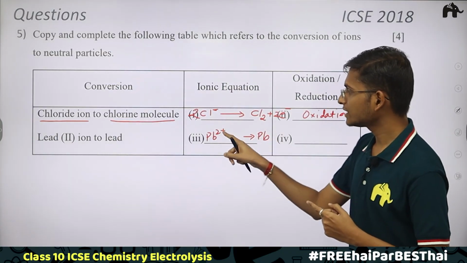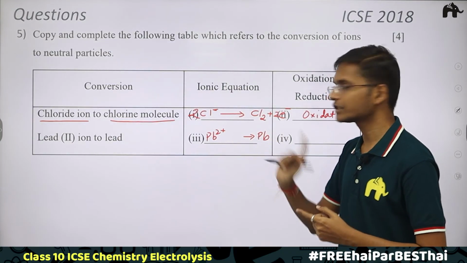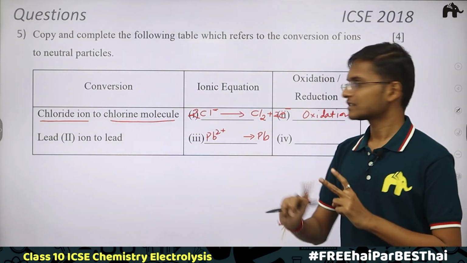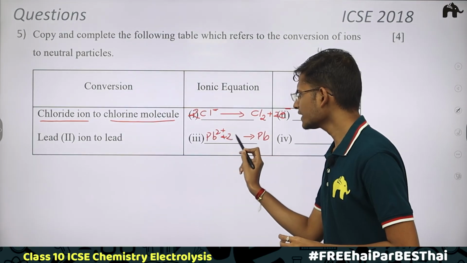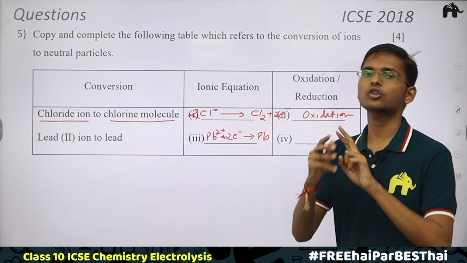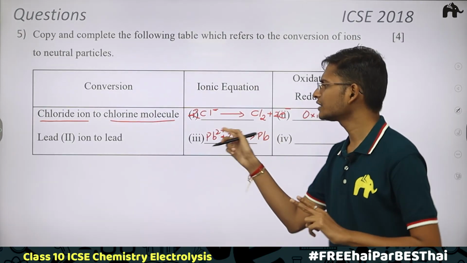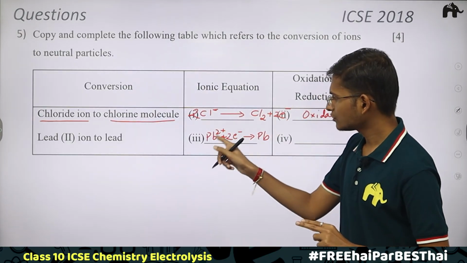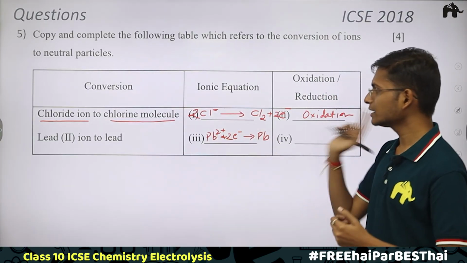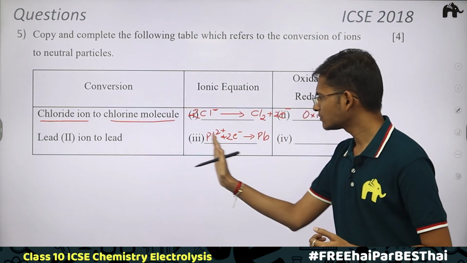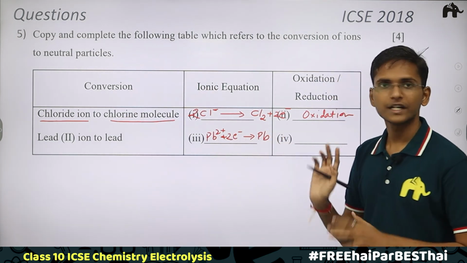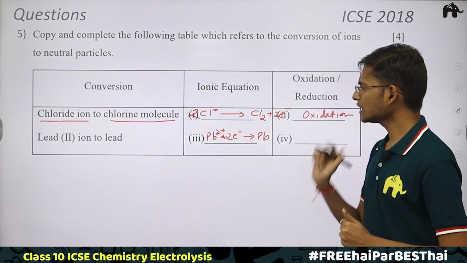For becoming neutral, it has to satisfy its 2 positive charges. How would it satisfy? It needs 2 negative charges, right? Or I can simply say lead has 2 positive charges, which means this lead ion is short of 2 electrons. So I am just giving it 2 electrons. The lead 2 plus ion gains those 2 electrons and forms a lead atom. No need to balance this, because it is already balanced. 1 lead, 1 lead. Clear? Now this is the ionic equation.